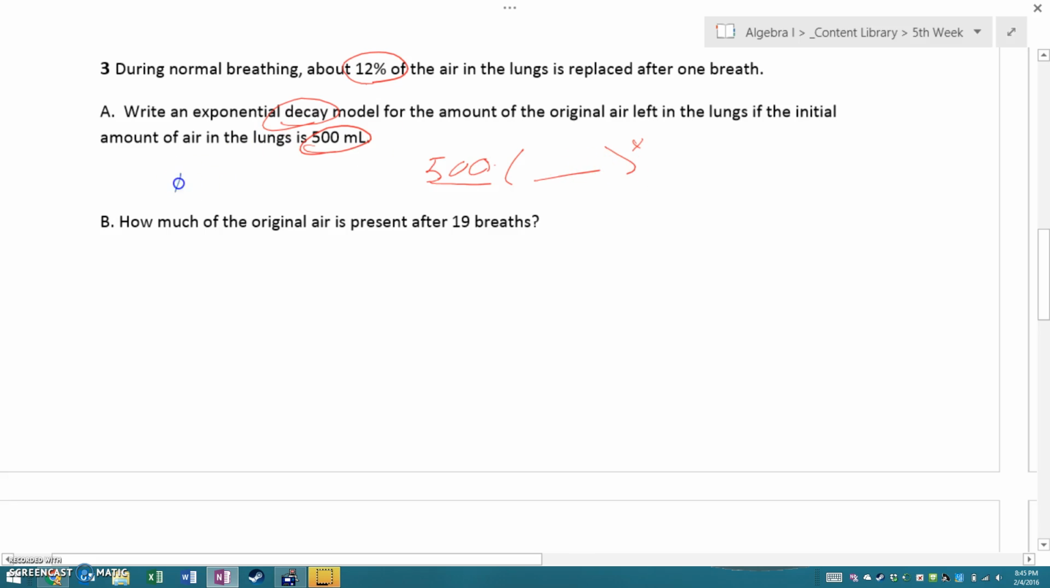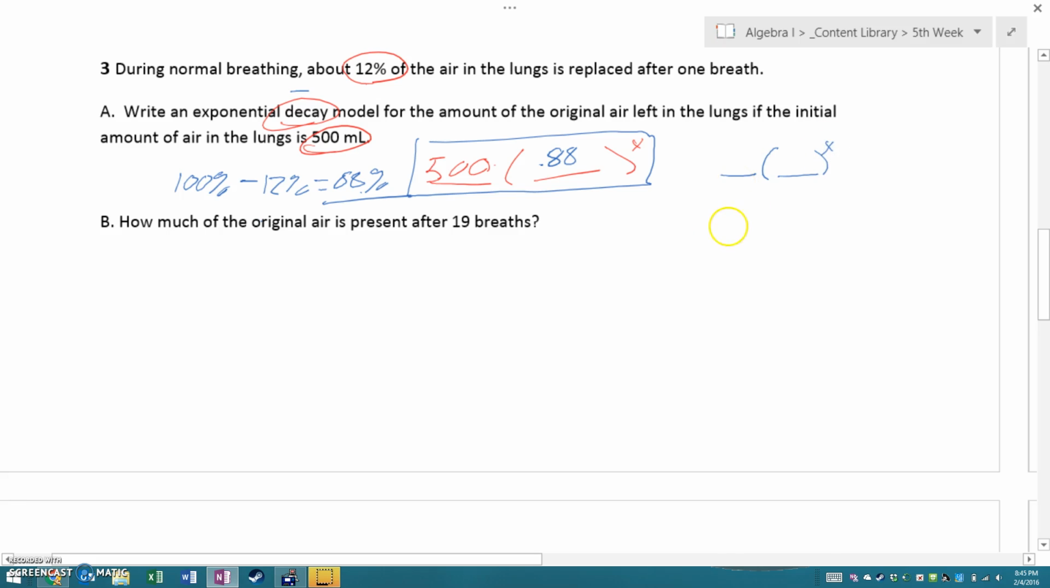I'm going to figure that out by starting with 100%, and I'm going to remove, because it's a decay, 12%. Now doing that, if you need to, you can pull up your calculator and calculate it real quick, but that would be 88%. That I'll change over to a decimal, 0.88, and now I have my equation. You are always going to have your initial amount here. The initial amount is 500. Then you will always have your growth factor, if it's growing, or your decay factor if it's decaying and you're subtracting, and then you'll have your exponent with x.